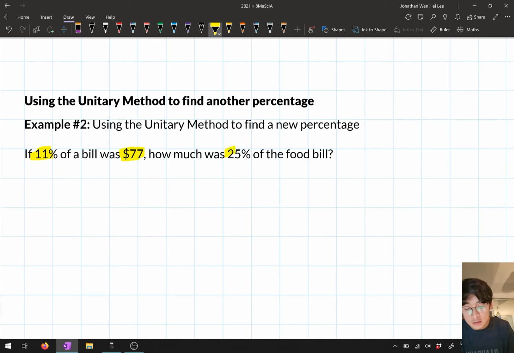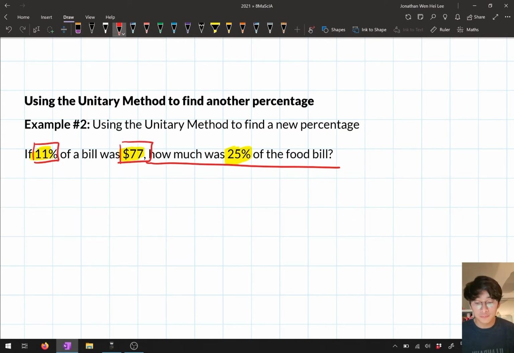Now, there's another percentage in this question, which is this 25%. But this is not actually what I'm looking at, because this is the target amount. This is in the question, we want to find out how much 25% was. So I'm actually going to be dealing with this percentage and this amount to begin with. So let's actually go through and write this down in the equation. So I know that 11% of the bill is equal to $77. So let's use this unitary method. The first step after I've written this down is that it tells me I need to divide.